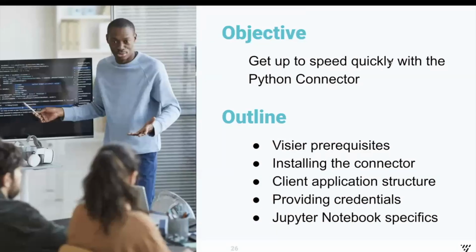Specifically, we are going to be talking about the prerequisites that have to be done on the Visier site itself, as well as the steps involved in installing the connector, roughly the structure of a client application that uses the connector, as well as the various ways that we can provide credentials to the application in a secure way. We will wrap it up by talking about some of the specifics in order to use the connector in a Jupyter Notebook.